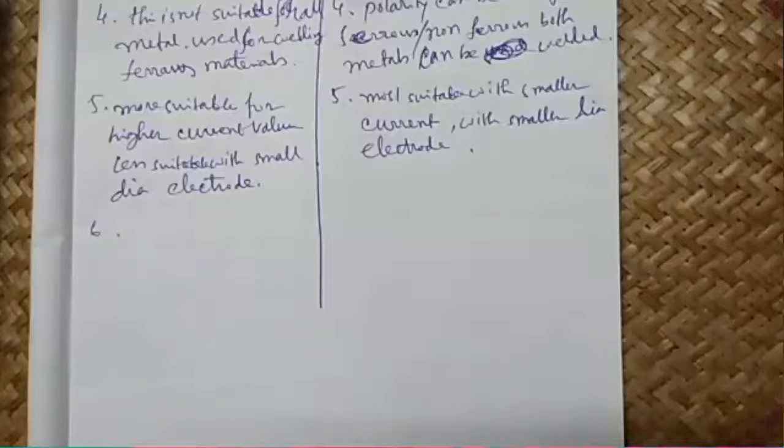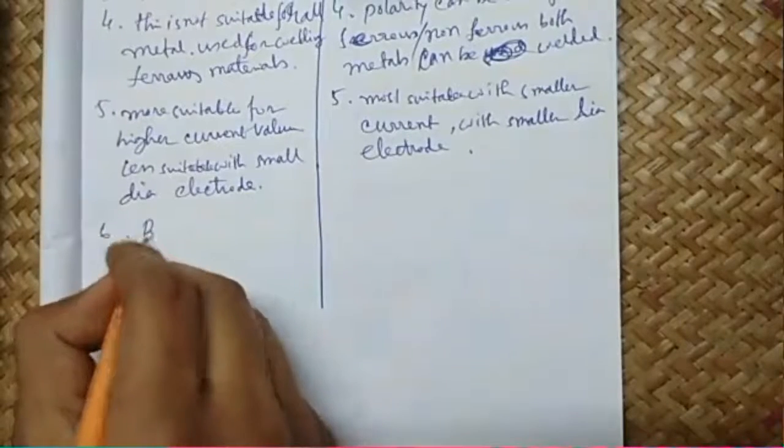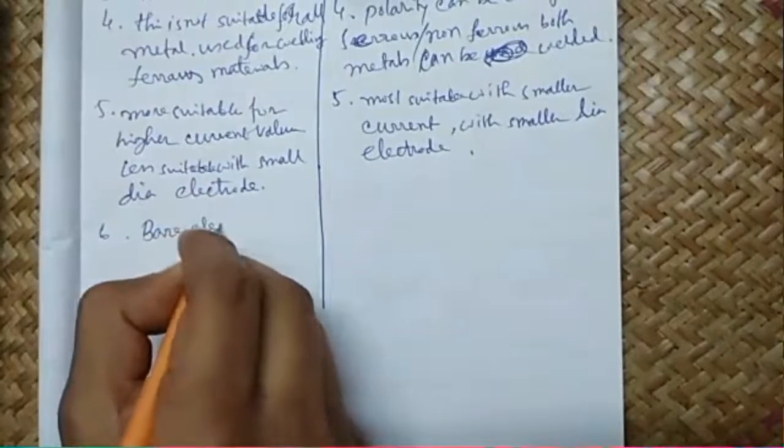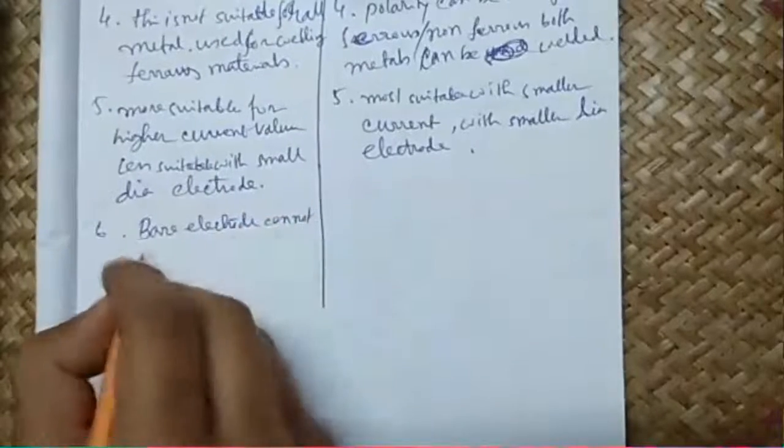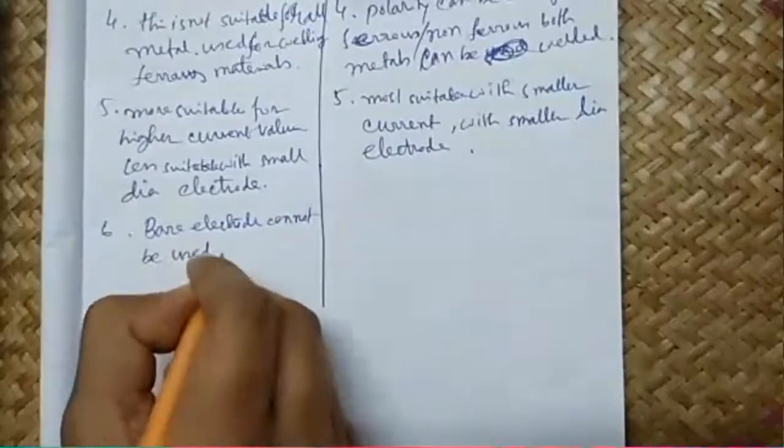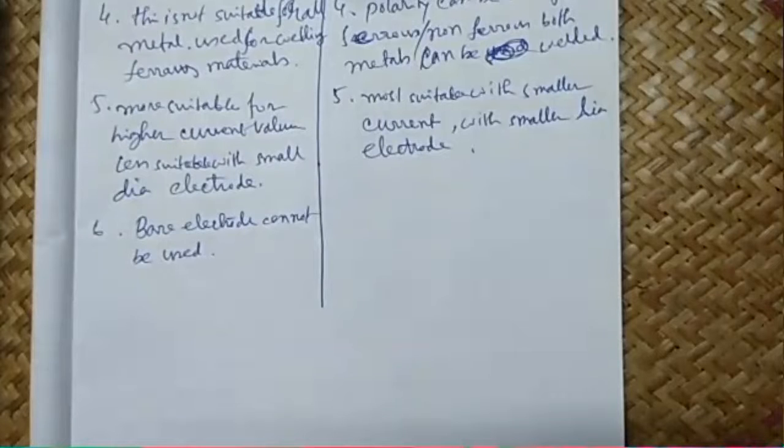Next point, number 6, bare electrode cannot be used. Bare, without coating, electrode. That's without a coating.